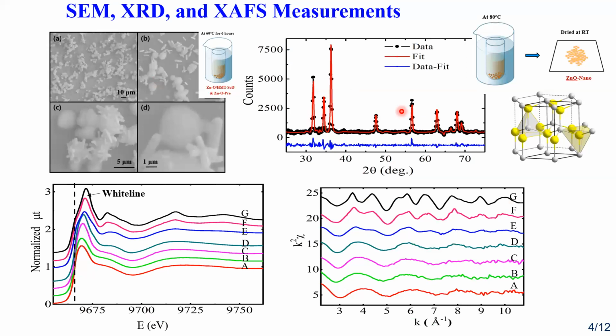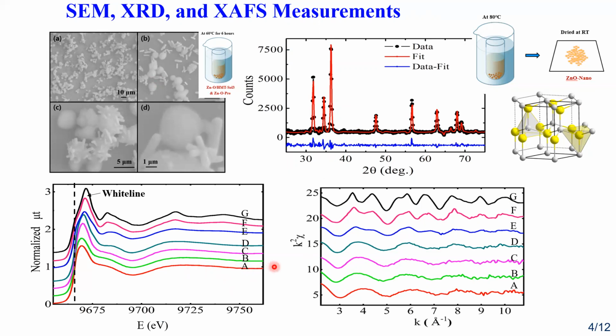When we heat up to 80 Celsius, we got a precipitate which is different from this one. This sample is called zinc oxide nano. We measured the XRD from this sample, and we had very good XRD patterns. We fit this XRD to the zinc oxide crystal structure, and we found that most of the zinc oxide nano sample has the zinc oxide structure without any extra phase. We measured the XAFS at the zinc K edge at different stages.